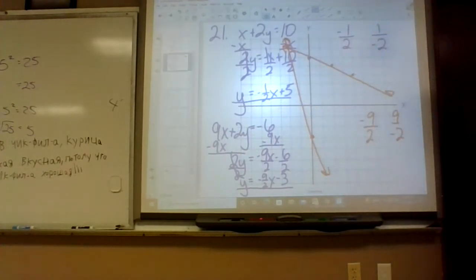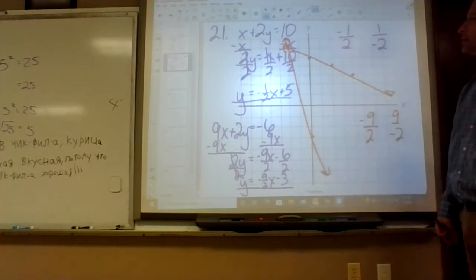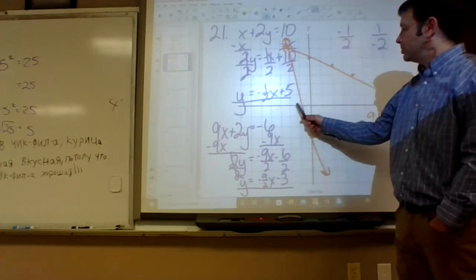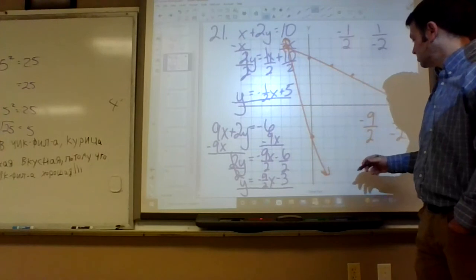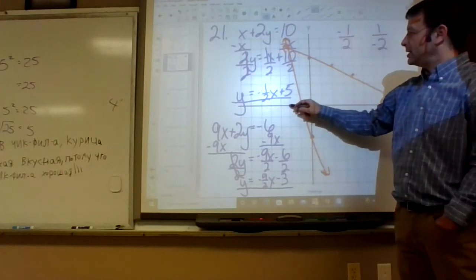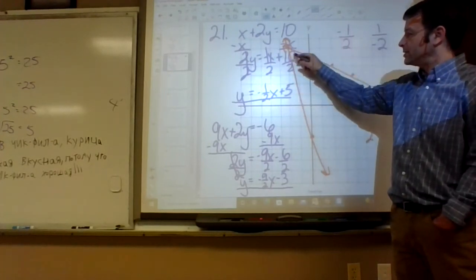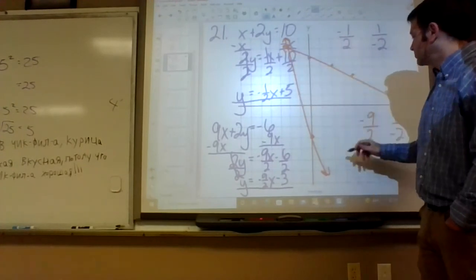Two dots is fine. And then where are they crossing at? 1, negative 2, 2, 3, 4, 5, 6. Wait, stop. They're crossing at negative 2. Should be on your graph. They're crossing at negative 2, 6.